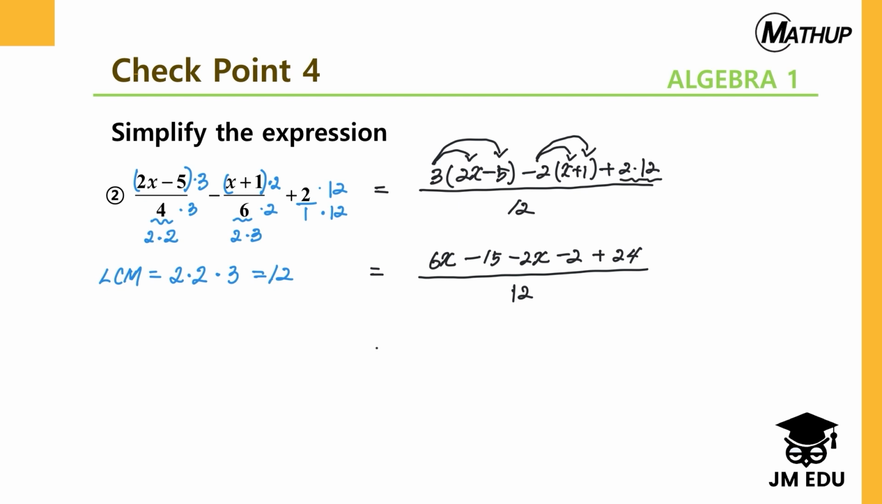So all of this expression is equal to, here, like terms, we have x terms, right? So 6x minus 2x is 4x, right? So 4x minus 15 minus 2, that's minus 17, plus 24, that's plus 7. So we're done.